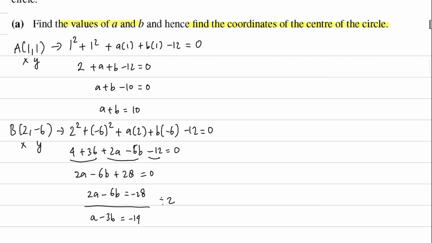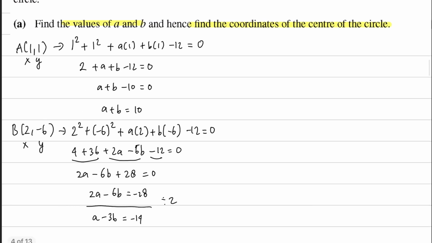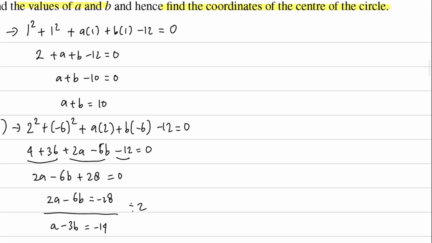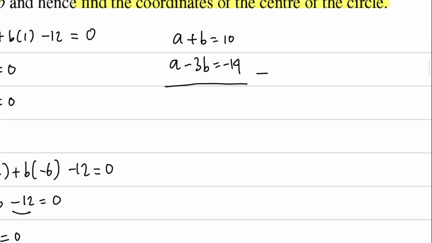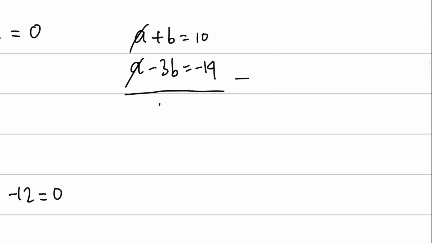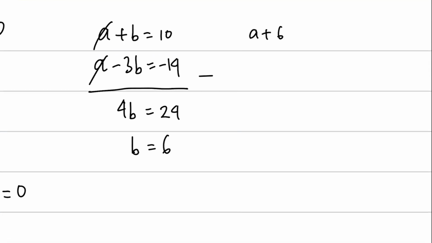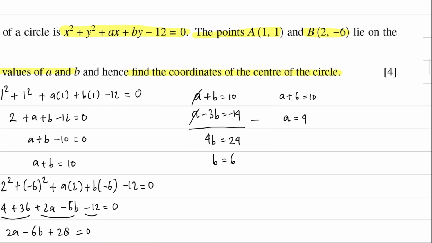Now, it's easy to find the values of A and B. You just need to substitute, or you can do elimination. We have A plus B equals 10. We have A minus 3B equals minus 14. We can subtract to eliminate the A. So we'll get 4B equals 24. So B equals 6. And then substitute to find A plus 6 equals 10. So A equals 4. So we have A and B as 4 and 6.